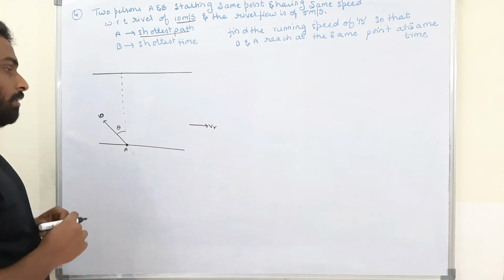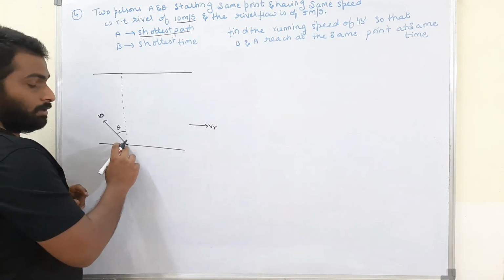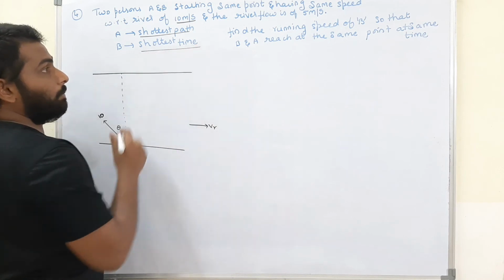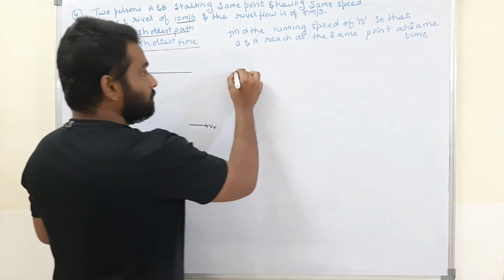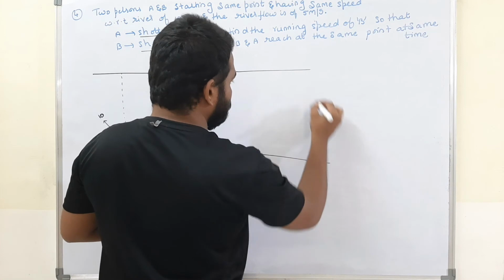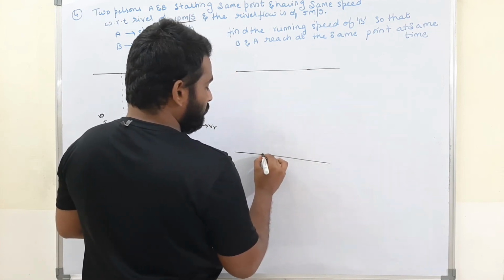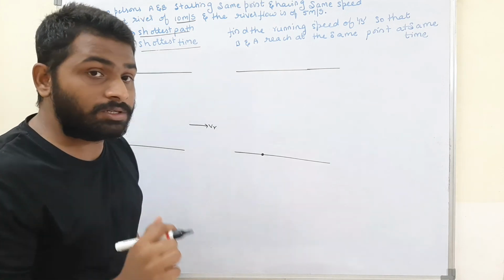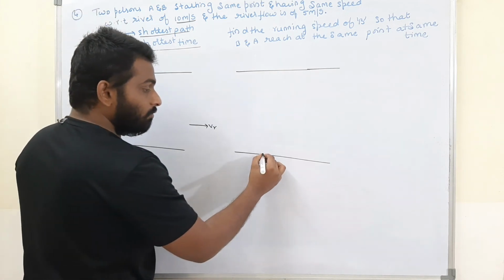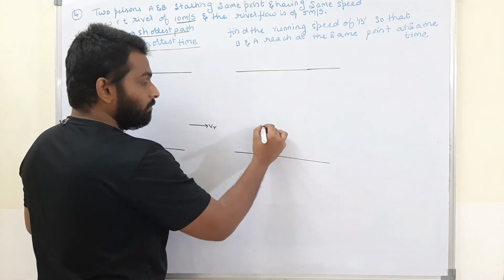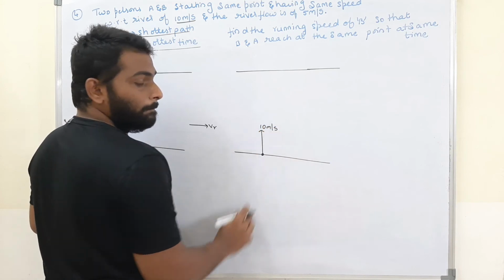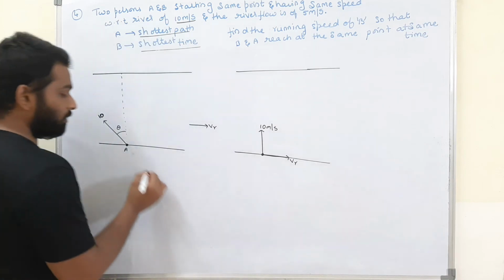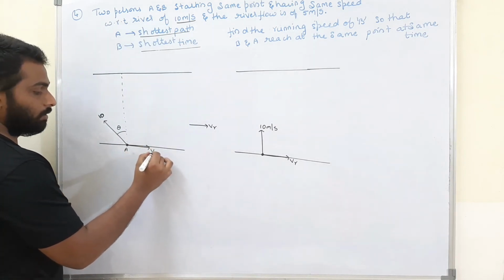Now this is the velocity of river. Now B is also starting from here, but B is moving in the shortest time. That means like this. This is the starting point. If you want to go in the shortest time, in which direction does he have to swim? He has to swim vertically, that is 10 meters per second. And this is the river velocity, that is VR. Here also the river velocity is VR.